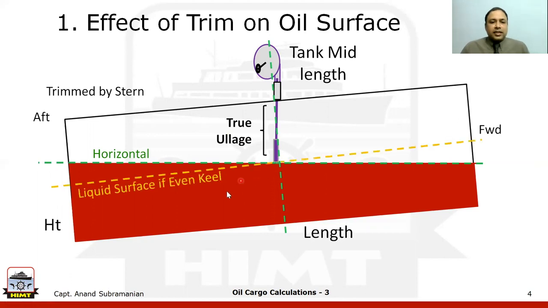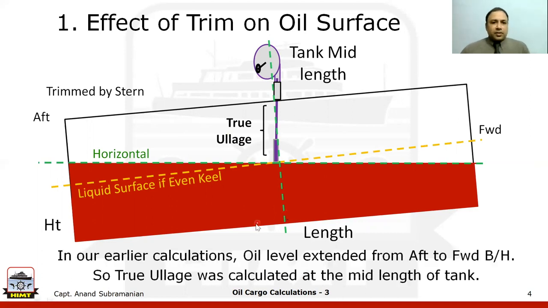The reason is that in case the tank was even keel, the liquid surface would be pivoting around this point. So we have an interest in finding out this particular level of the oil. From here we can find out what is the depth of the oil, and from there we can find out the volume and the metric tons and so on.